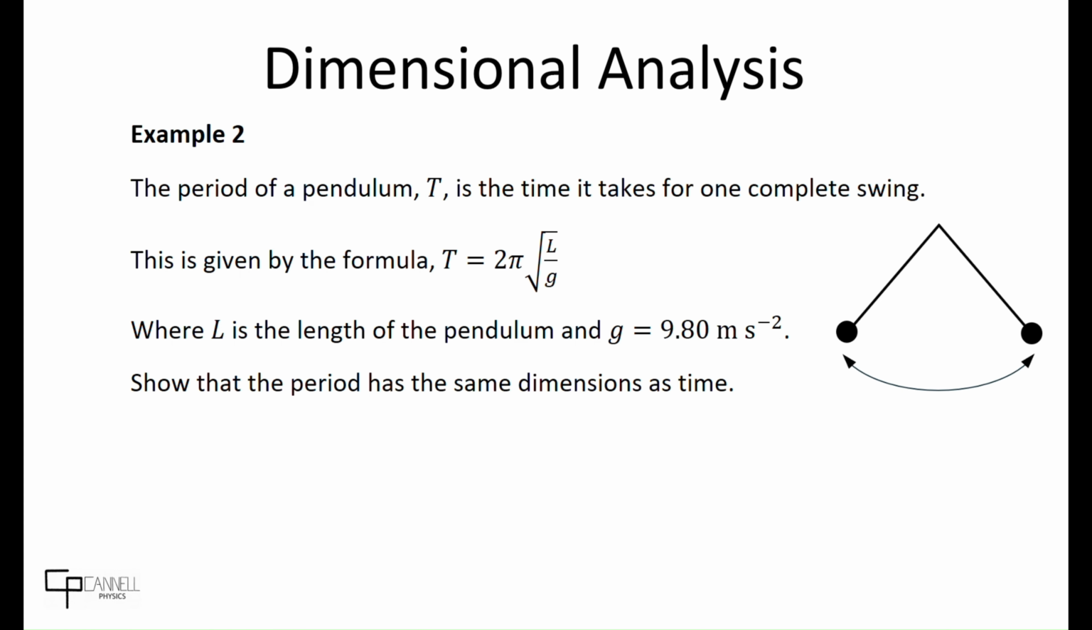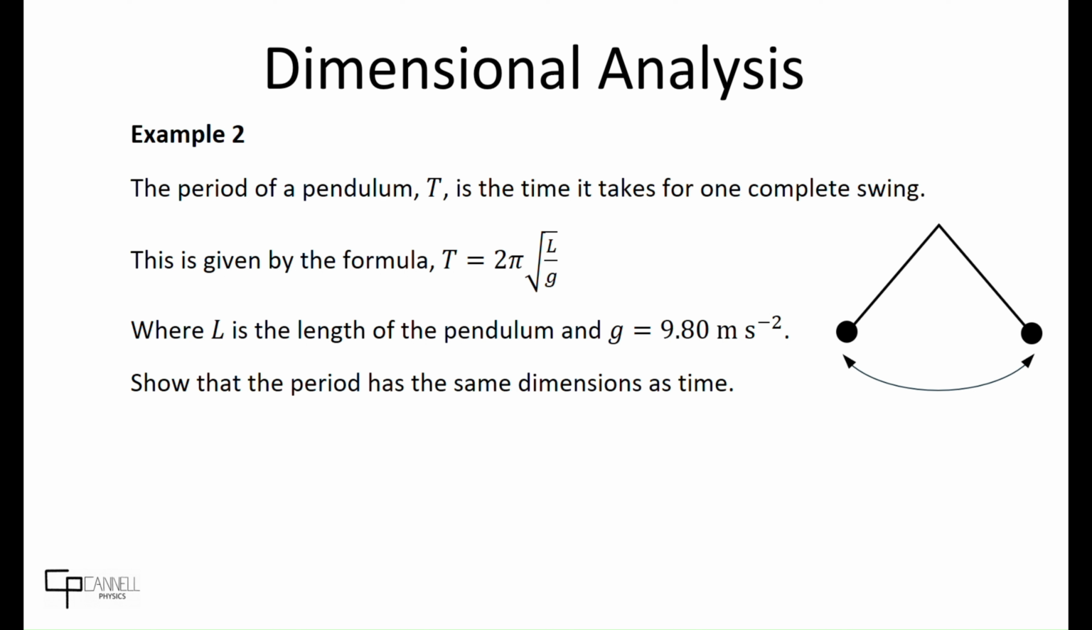Let's do a more interesting example. So I'll just read it out. The period of a pendulum, capital T, is the time it takes for one complete swing. So for a pendulum, that means from the release point, which let's say is here on the left, the time it takes to go there and back is the period.